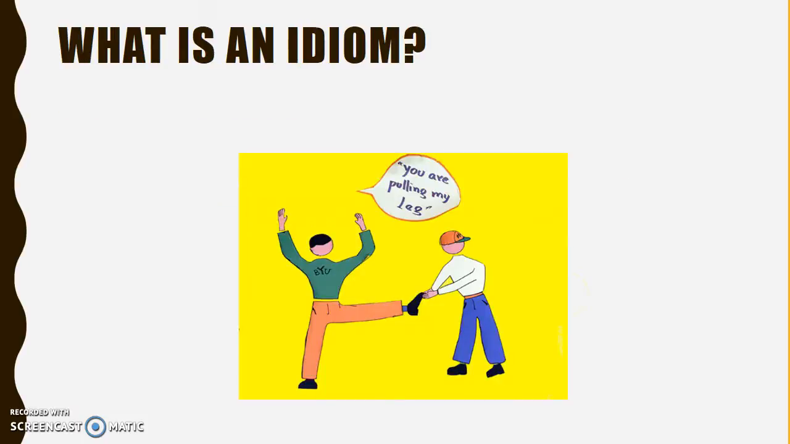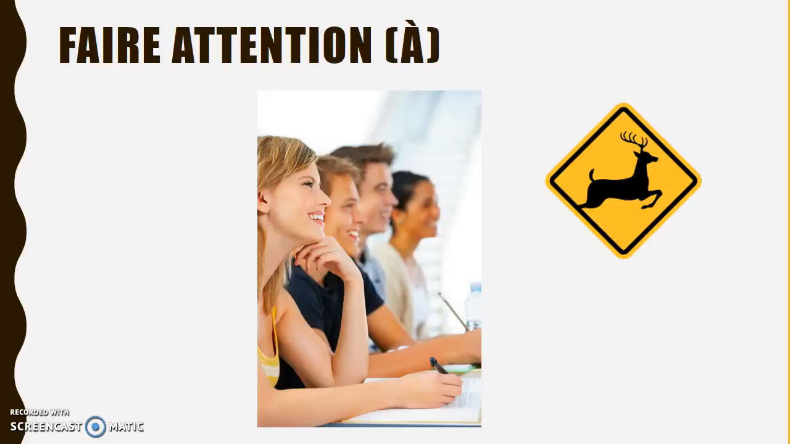Okay, and then I mentioned that we use faire with idioms. And so what's an idiom? Here's an example of an idiom. You're pulling my leg. When you say to someone, you're pulling my leg, you don't actually mean that they are physically tugging on your leg. You mean that they are messing with you or joking with you. So these are words or phrases that we can't translate word for word from one language to another without getting confused. So the best way to do these is just to memorize what they mean and not think about the word for word direct translation.